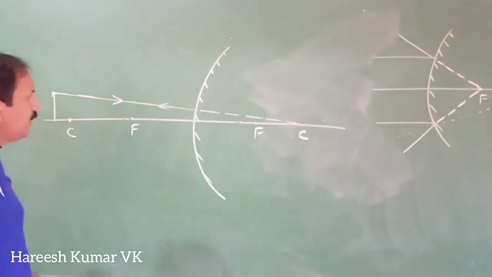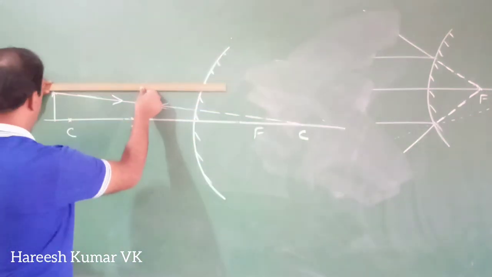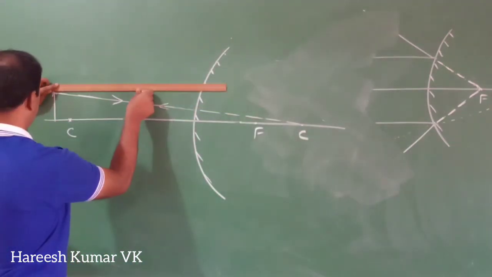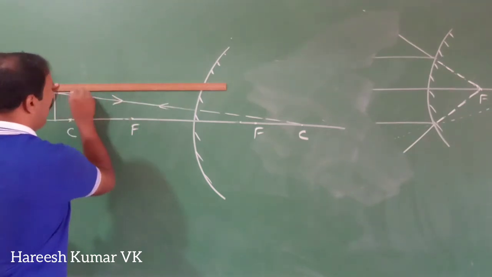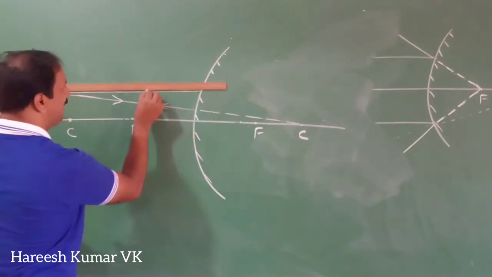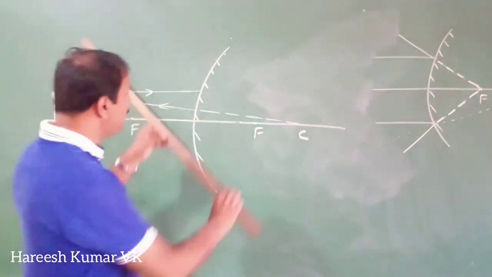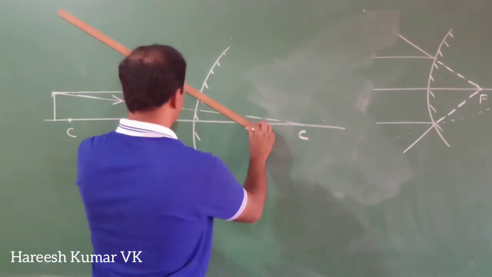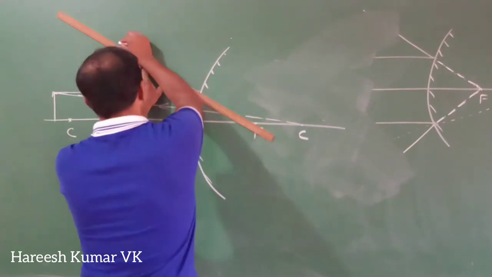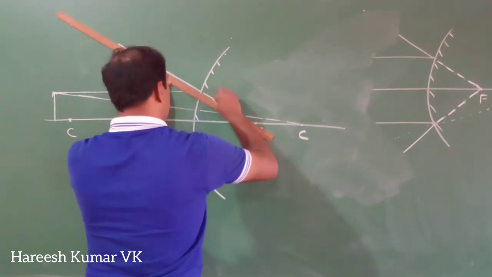Now another ray also you can take, a ray which is coming parallel to the principal axis here like this. What will happen? It will reflect as if it is coming from the focus. So it is reflecting like this. You can put a dotted line here.